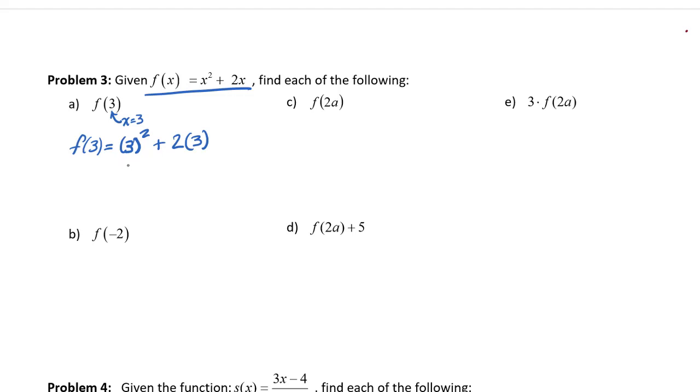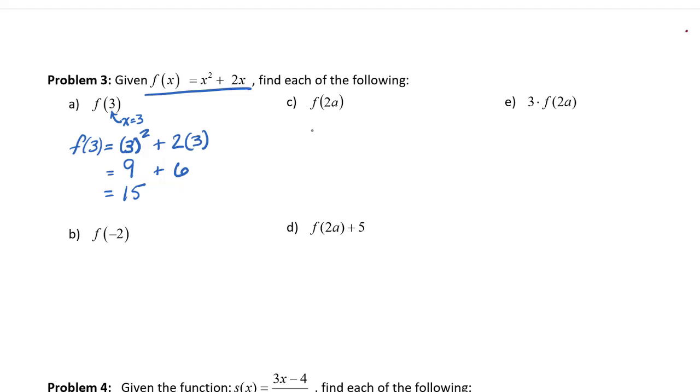3 squared is 9. 2 times 3 is 6. So my answer is 15. My input, or my independent variable, was 3, and my output, or my range value, is now 15.